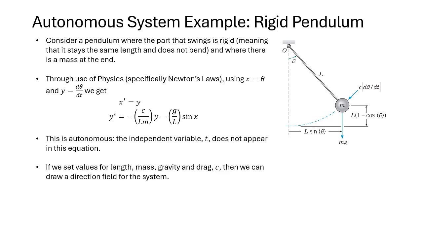So now what we can do is we can choose values based on our situation for mass, length, gravity, and drag, and then we can sketch a direction field. Normally, we would choose this for a particular situation we wanted to model as a pendulum. In this case, we will be doing so arbitrarily.